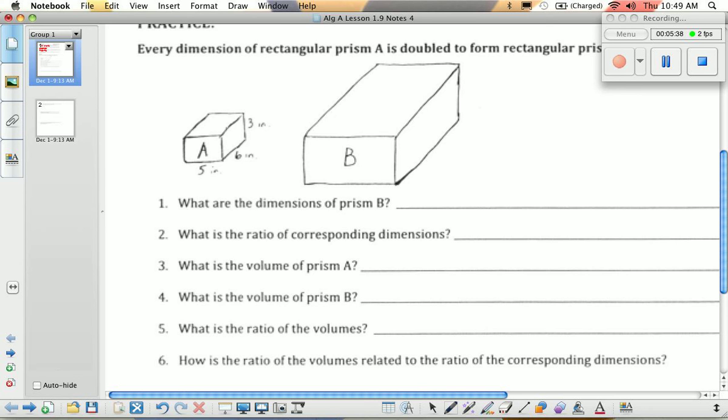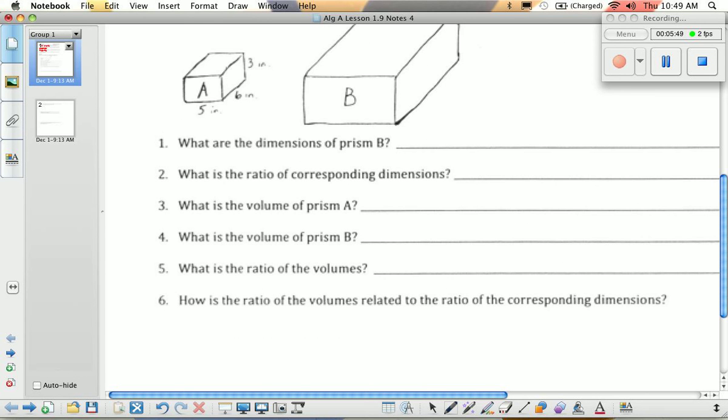We have a prism A, and it says the dimensions were doubled to form prism B. We're going to answer these questions below. What are the dimensions of prism B? If the dimensions were doubled, this 5 inches would become 10 inches, and this 6 inches would become 12 inches, and this 3 inches would become 6 inches.